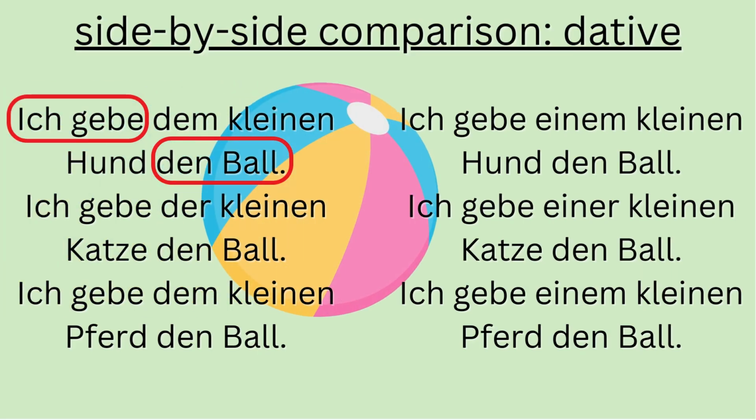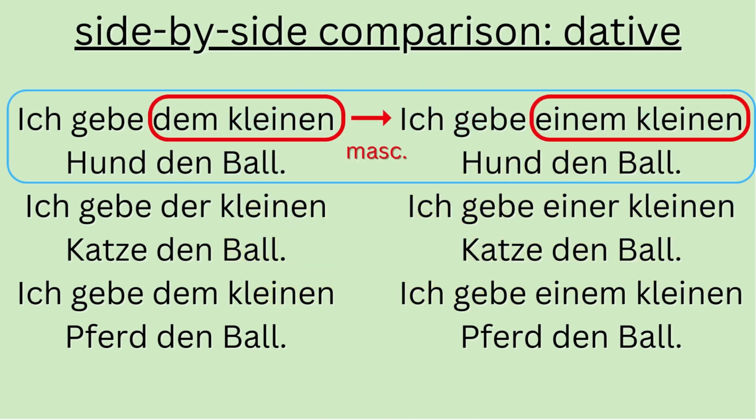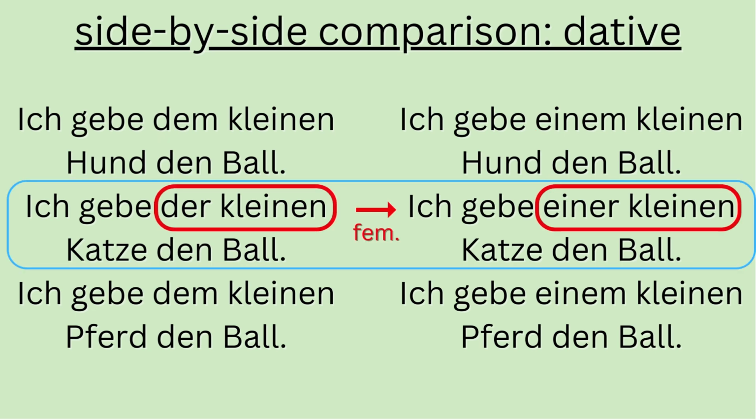Dative case. So here, again, I'm giving the animal the ball. So for masculine, we have ich gebe dem kleinen Hund den Ball. Ich gebe einem kleinen Hund den Ball. So not a huge difference here. Then for the feminine, we have ich gebe der kleinen Katze den Ball. Ich gebe einer kleinen Katze den Ball.